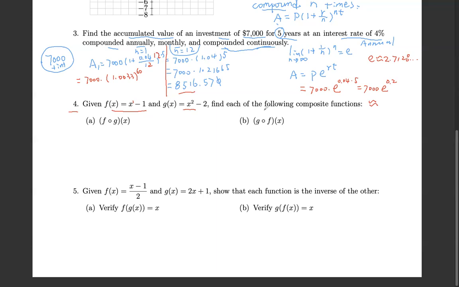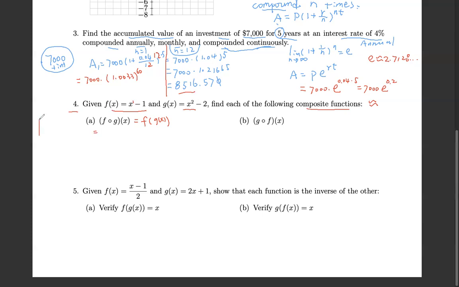So we're asked to find the composite functions. What does the composite function mean? So we have this f with a little circle of g. This means f takes a g as an input. Usually we have f of x, right? But now the x is g of x.